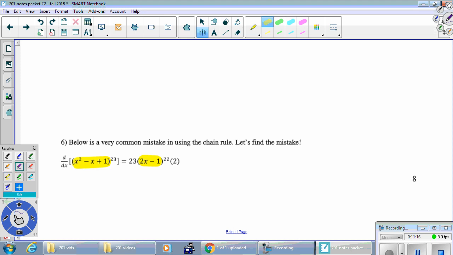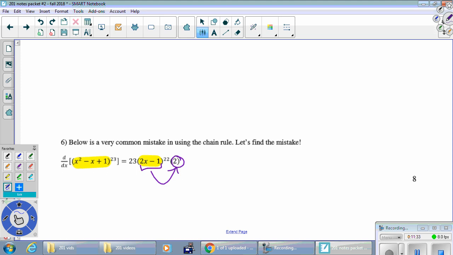And then you can take a look, there's a 2 floating out here. Why is that there? Well, that's the derivative of 2x minus 1, isn't it? Okay, so what's the problem here? This is a really common mistake. The problem is that when you apply your chain rule, you do your normal rule. It's a power rule in this case.